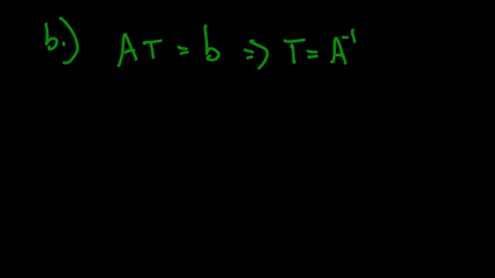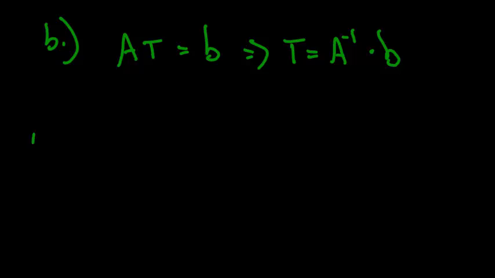Now let's go to part B. Part B says we want to find T, the matrix T. Let me redo this. We have A, our variable vector T is equal to B, right? So in order to find T, we need T to be equal to the inverse of A times B. So in order to do this, we need to find the inverse of A.